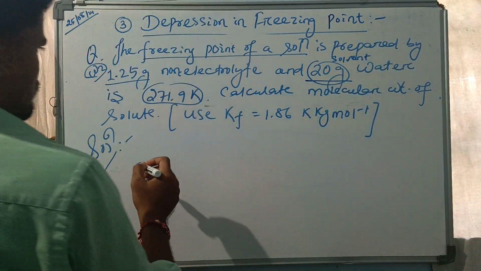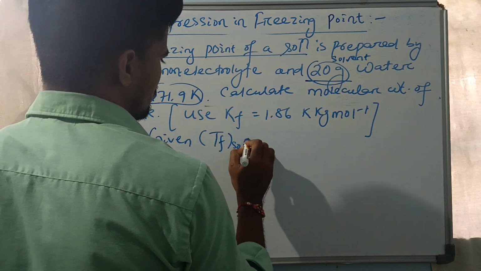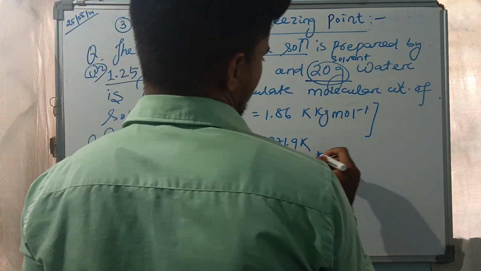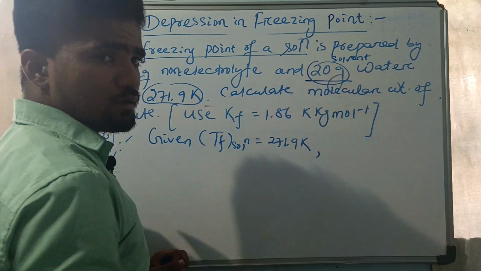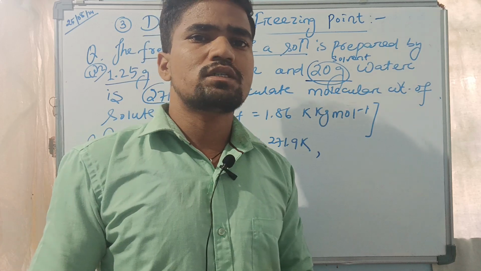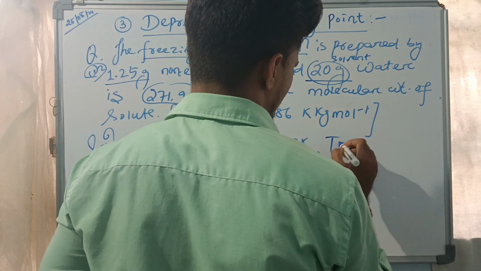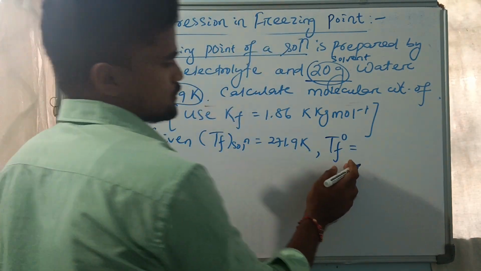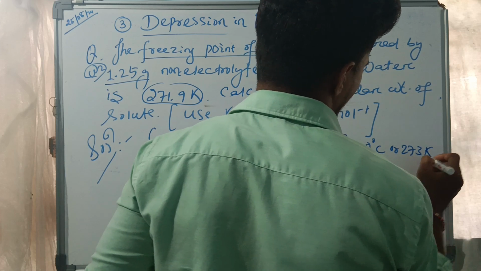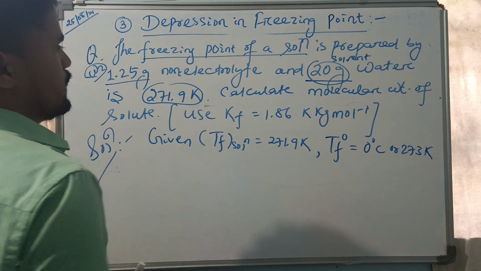So given, Tf of the solution is 271.9 K. And what is the freezing point of the solvent, water? We know water freezes at 0 degree Celsius. So 0 degree Celsius in Kelvin is 273 Kelvin. So Tf naught, the freezing point of this solvent, is 273 Kelvin. Here we use Kelvin only because the freezing point of the solution is also given in Kelvin.